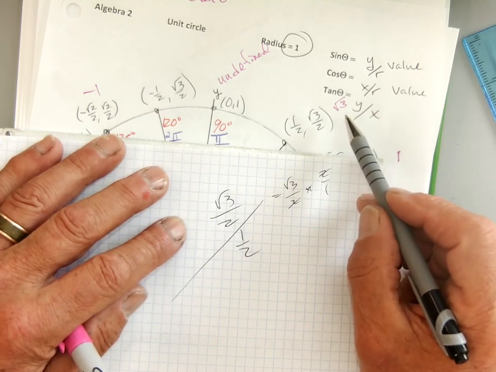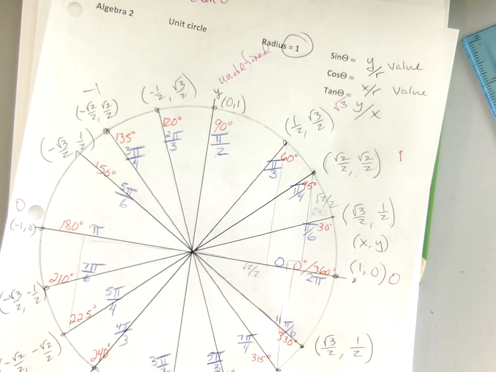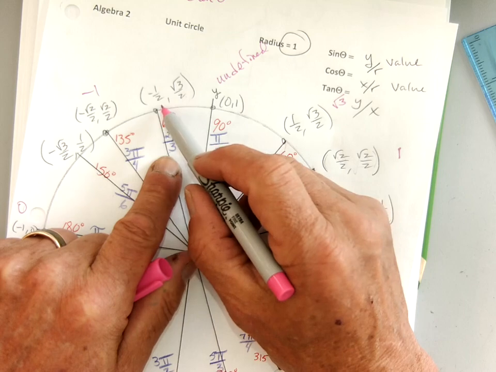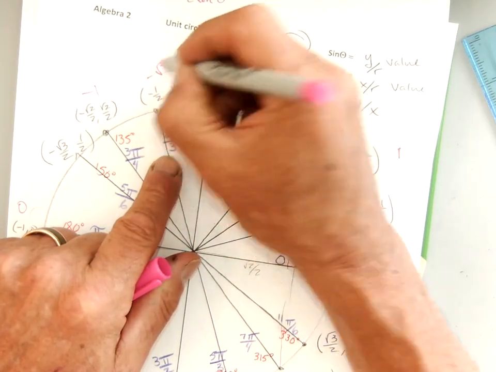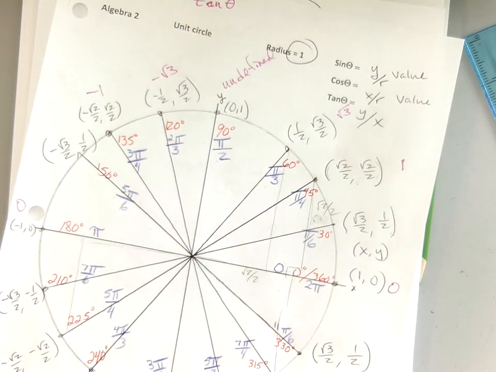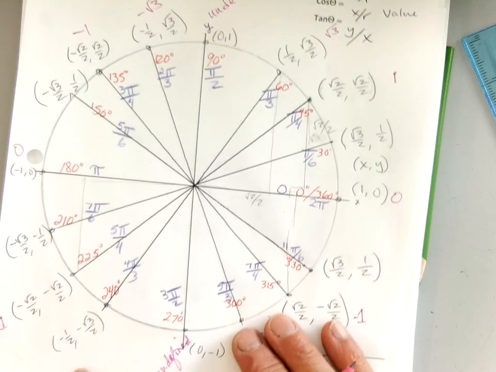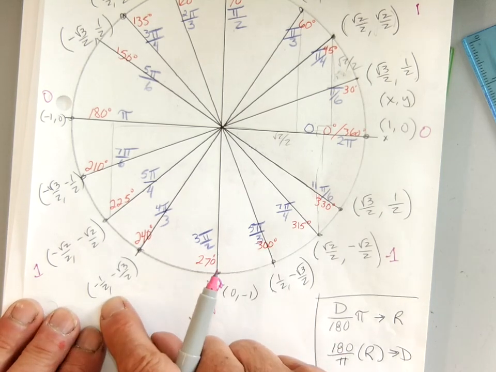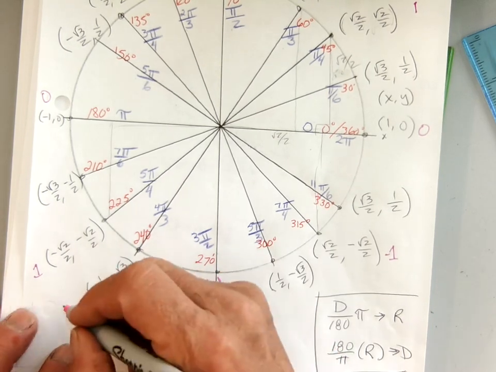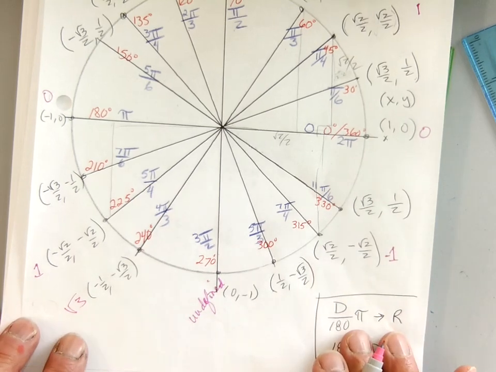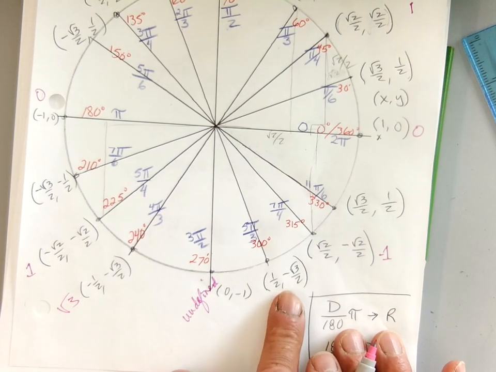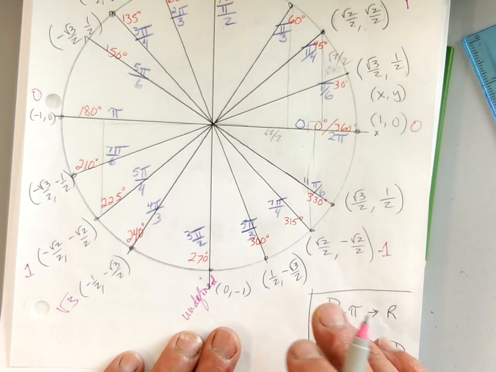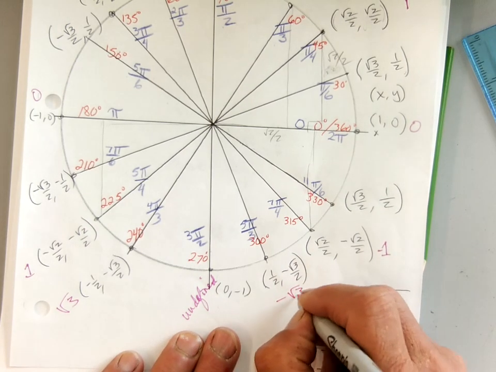Do you see the square root of 3? Now, let's do the other easy one. At 120 degrees, you've got the same thing. Square root of 3 over 2 divided by negative 1/2 is a negative square root of 3. Okay? Let's go to 240 degrees, which is a negative square root of 3 over 2 divided by a negative 1/2, which is a positive square root of 3. Let's go to 300 degrees, which is a negative square root of 3 over 2 divided by 1/2, which is a negative square root of 3.